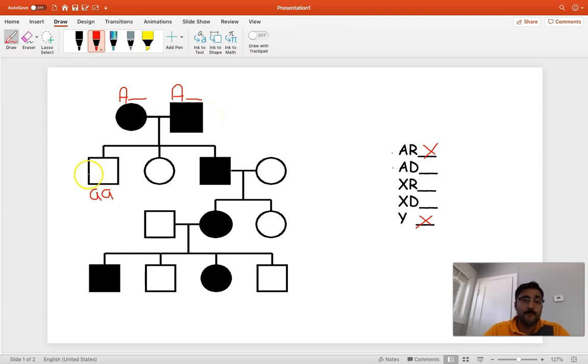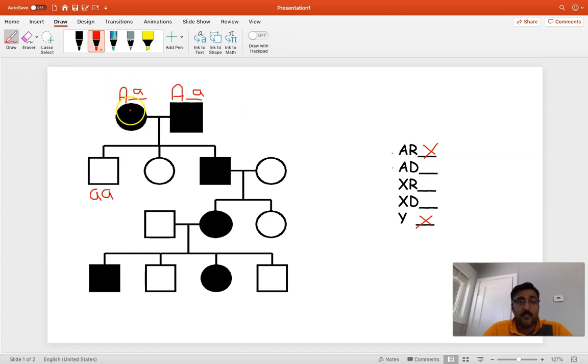This son here is not shaded in. If it was an autosomal dominant trait, he would have to have a genotype of little a, little a, homozygous recessive. And so I got to ask myself, is that possible? Well, yeah, it sure is possible, assuming that mom was heterozygous with a little a, and that dad was also heterozygous with a little a. And that would be totally fine.